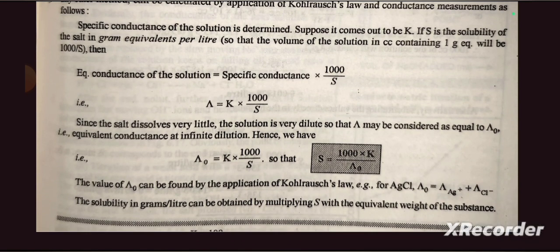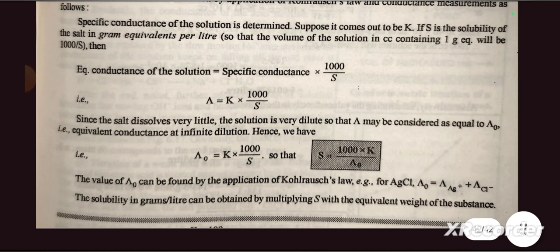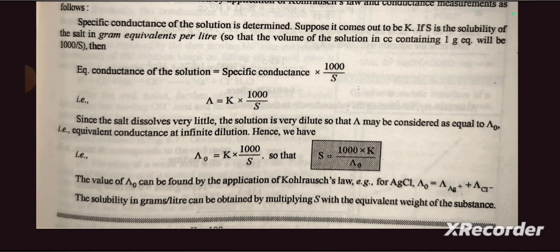Specific conductance of the solution is determined. Suppose it comes out to be K. If S is the solubility of the salt in gram equivalent per liter, then the volume of the solution in cc containing 1 gram equivalent will be 1000 by S. Then equivalent conductance of the solution is equal to specific conductance into 1000 by S, lambda is equal to K into 1000 by S. Since the salt is sparingly soluble, the solution is very dilute, so that lambda may be considered as equal to lambda naught, that is equivalent conductance at infinite dilution.